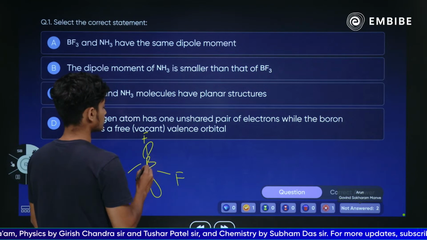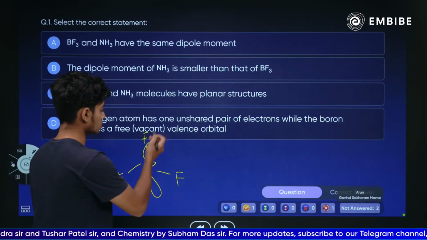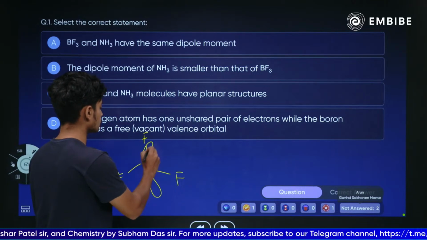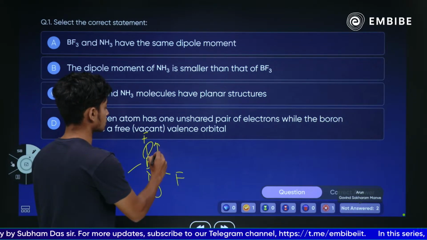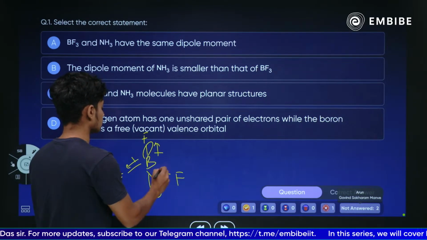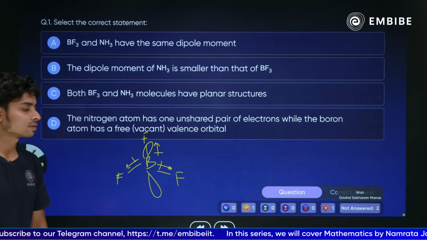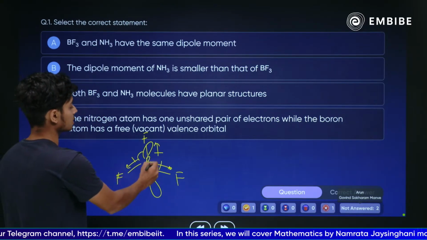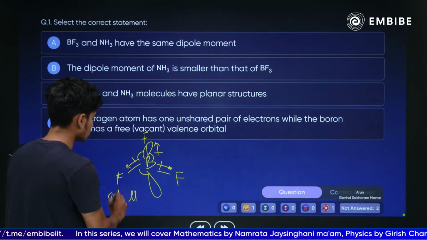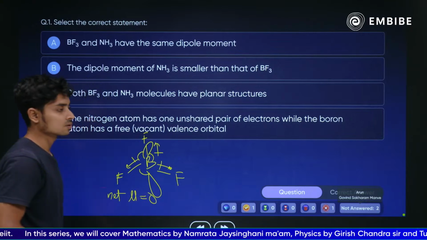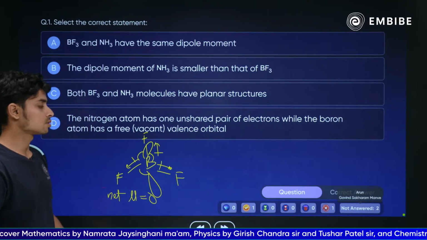BF3 shape is trigonal planar. The dipole moment vectors are of this nature, so they will all cancel out. In trigonal planar, the angles are the same everywhere. So the net dipole moment, net mu, is equal to 0, because if you resolve the vectors, the resultant vectors will all cancel out.